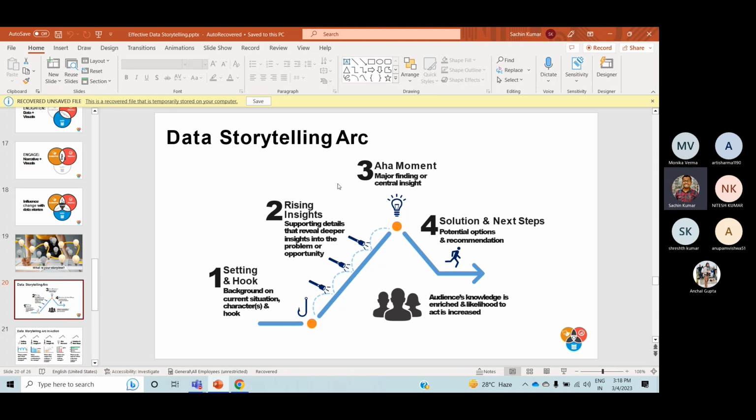And next in this arc is basically the solution. So firstly, we start with the first one, the setting and hook. Second is rising insights, and third is the major finding or central insight. Fourth is the solution, with action steps for potential options and recommendations. So that's the whole picture of data storytelling, and we must learn all four steps. After these four, the audience's knowledge is enriched and they are more likely to act.